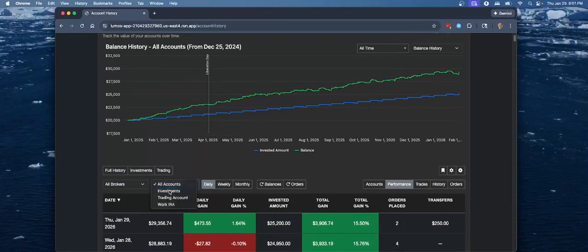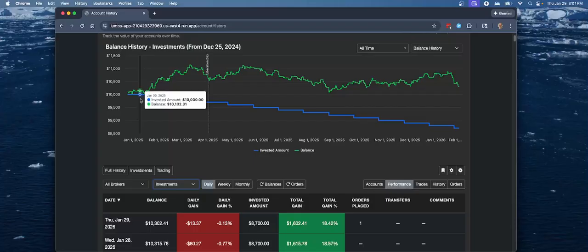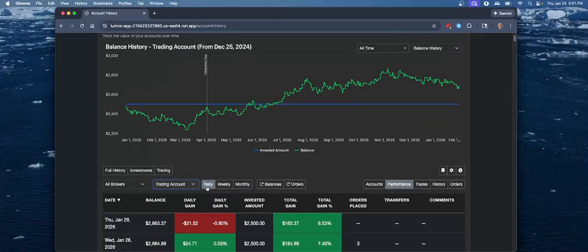If I select an individual account, you can see different performance. Here's an investment account, and I'm simulating doing regular withdrawals from this. So every few weeks I would withdraw some money. Here is a trading account where I didn't change the amount of money over time.